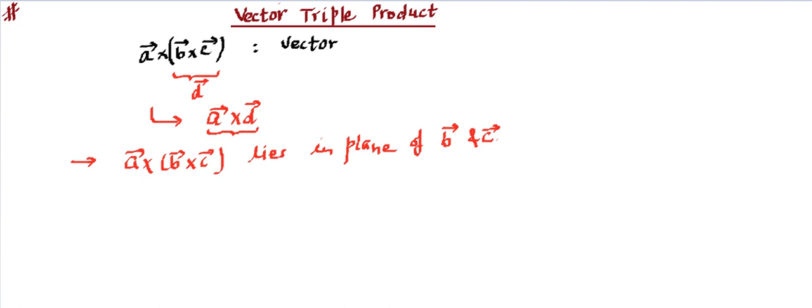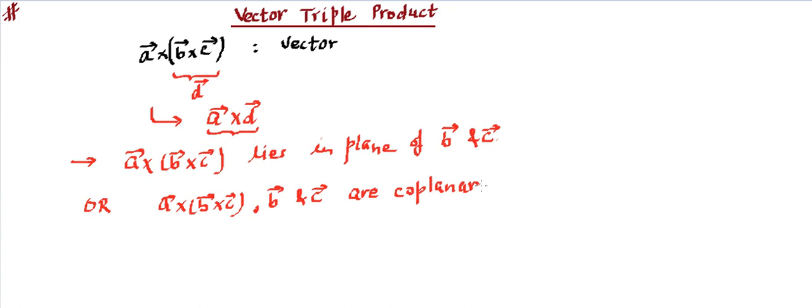Or in other terms we can claim the same thing like this: vector A cross B cross C is one vector, comma vector B and vector C. We can say all the three vectors lie in the same plane. That means they are coplanar, because they lie in the same plane. So these vectors are coplanar vectors. That's the point coming out because of the direction of this, right?